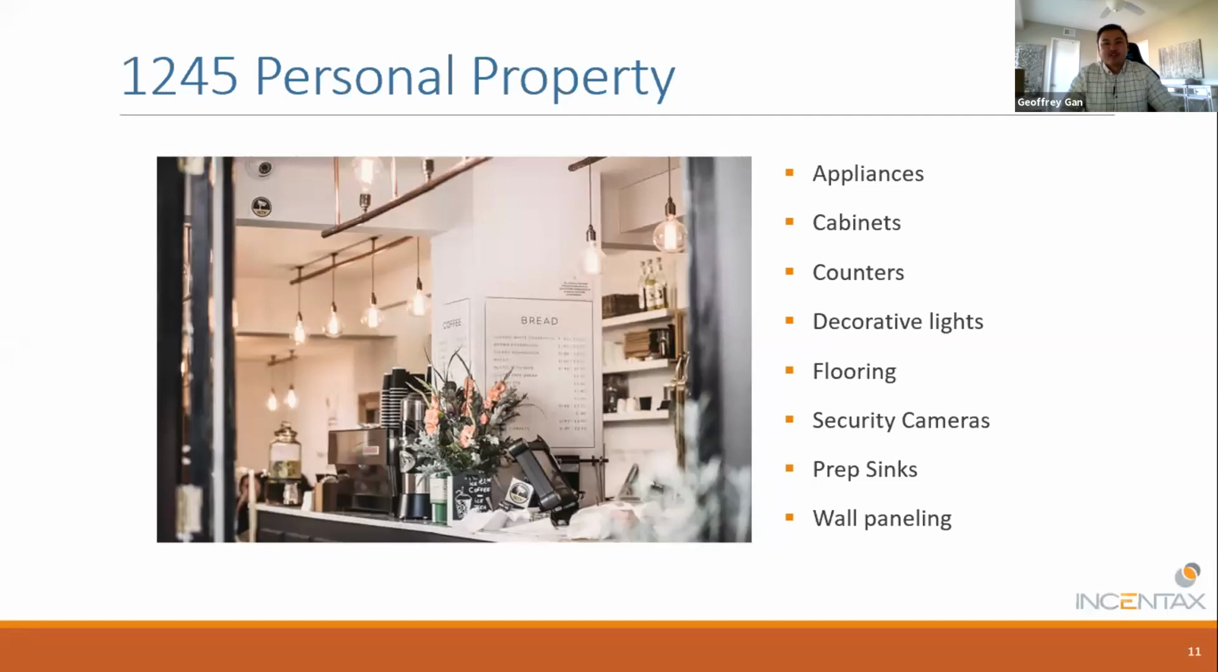In the picture here, we're looking at a coffee store. In a retail restaurant coffee place, some personal property examples would be equipment like your appliances, your cabinetry, the shelving you see on the right side, decorative lighting, certain flooring, security cameras you see on the upper left, prep sinks in the back, and maybe some fiberglass reinforced paneling, FRP paneling, in the kitchen areas.